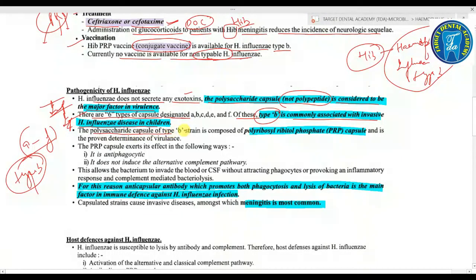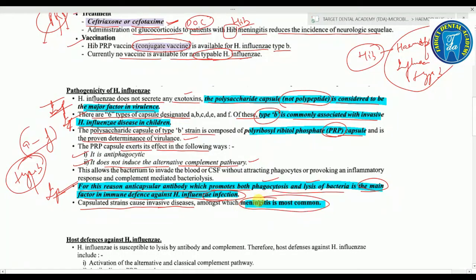The polysaccharide capsule of type B strain is composed of PRP and is a proven determinant of virulence. The PRP capsule exerts its effect in the following ways. Number 1, it is anti-phagocytic. It does not induce the alternative complement pathway. For this reason, the anti-capsular antibody, which promotes both phagocytosis and lysis of the bacteria, is the main factor in the immune defense against influenzae infection. Important. The capsulated strains cause invasive disease, among which meningitis is the most common.